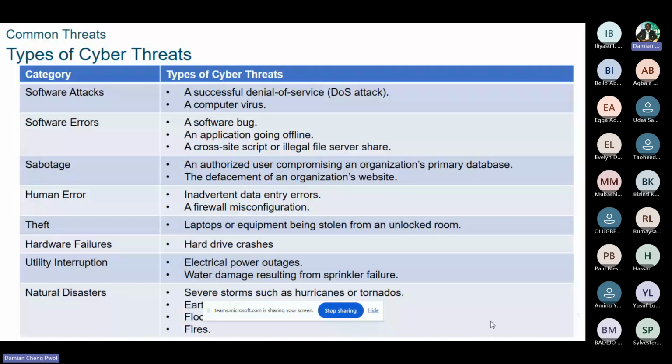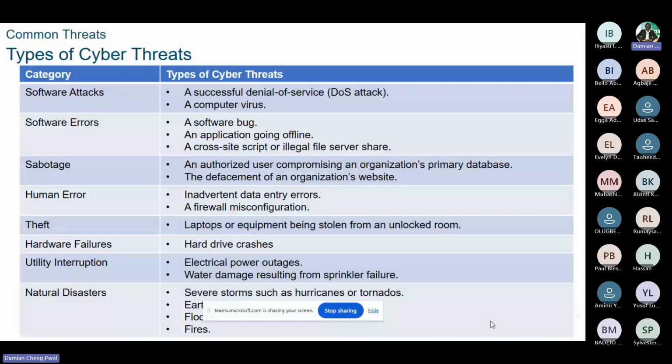Then sabotage: an unauthorized user compromising an organization's primary database, or the defacement of an organization's website. Human error: inadvertent data entry errors, a firewall misconfiguration. I believe you've heard of a firewall before. Thefts: laptops or equipment being stolen from an unlocked room. Hardware failure: hard drive crashes. We hear this many times. You just hear people complain that their hard drive has crashed.